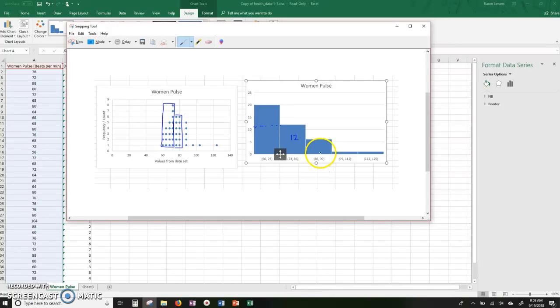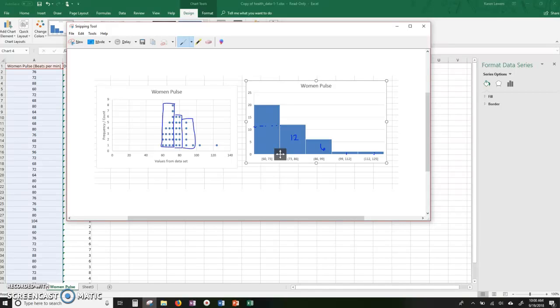And similarly, our next bin is going to be 86 to 99, and there's not that many dots in that 86 to 99 range. This is the 1, 2, 3, 4, 5, 6. So that has a height of 6. And then we have some bins that only have one piece of data in them.